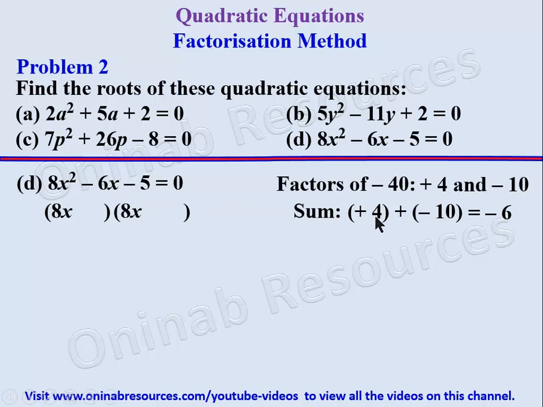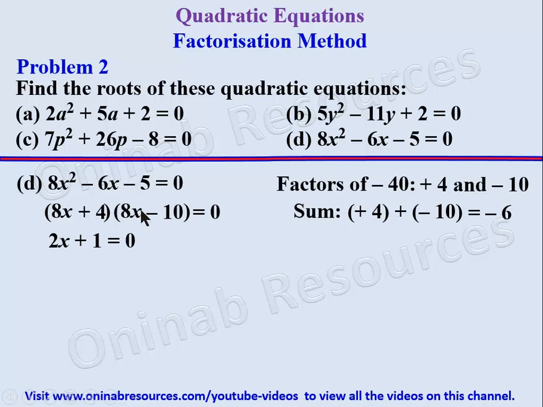So our factors now are 4 and negative 10. So we'll bring in the positive 4 here in the first bracket, bring in the negative 10 in the second bracket. This is equal to 0. 4 divides this. We'll be left with 2x plus 1, which means 2x plus 1 is equal to 0.